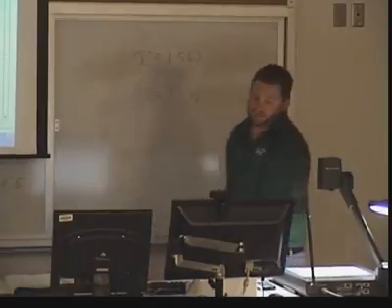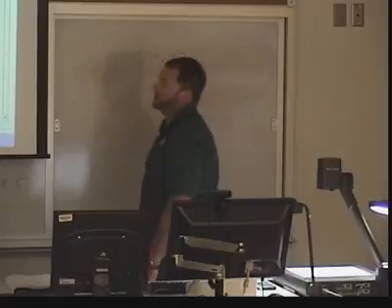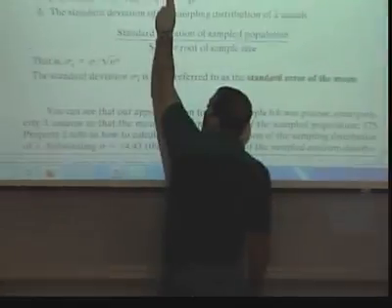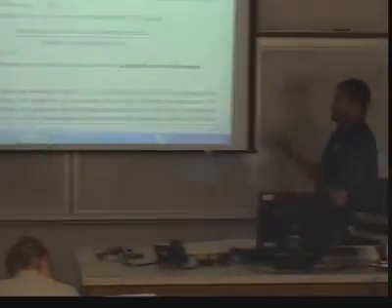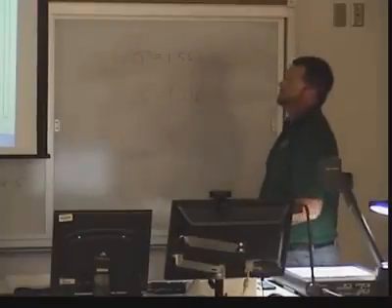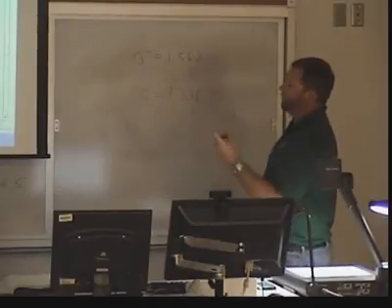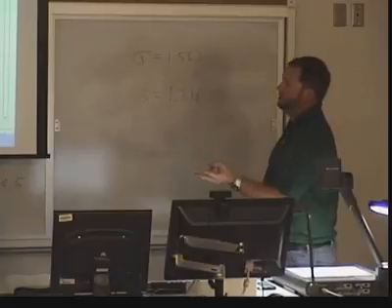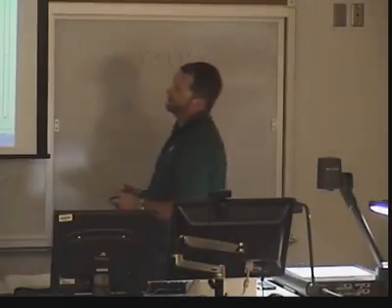The mean of the sampling distribution of X bar equals the mean of the sample population. That is, mu of X bar equals the expected value of X bar, which is equal to mu, which is also the expected value of X. So the sample mean equals the population mean. It's very important. That means it's unbiased.